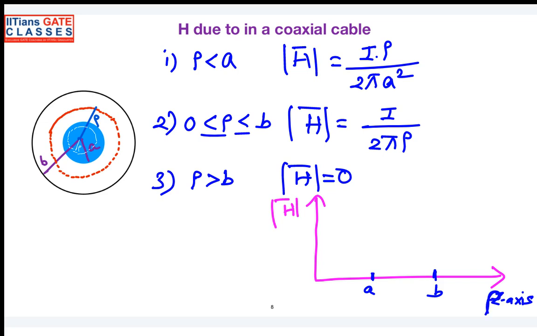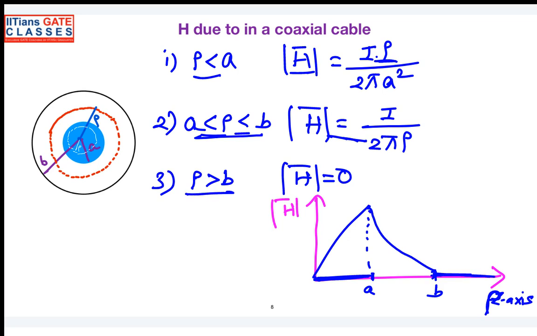Now, when you are moving from 0 to A, that means when your rho is lesser than A, you can see here the magnetic field linearly increases. So you are going to get a linearly increasing function up to A. And what will happen when rho lies between A and B? Your magnetic field is inversely proportional to rho. So you are going to get a decrease. And when rho is greater than B, it is close to 0.